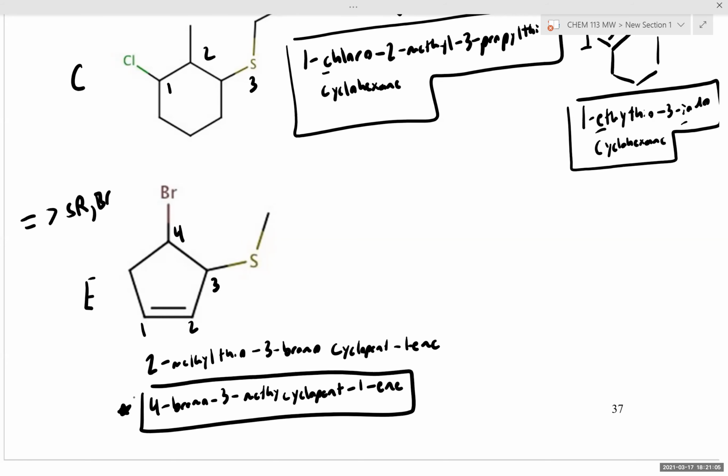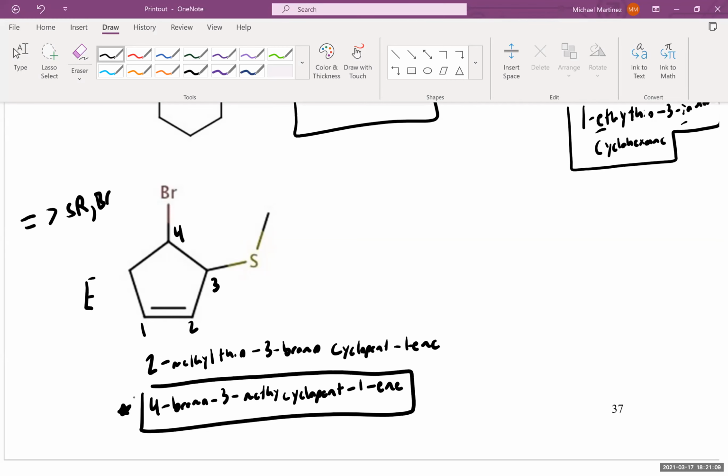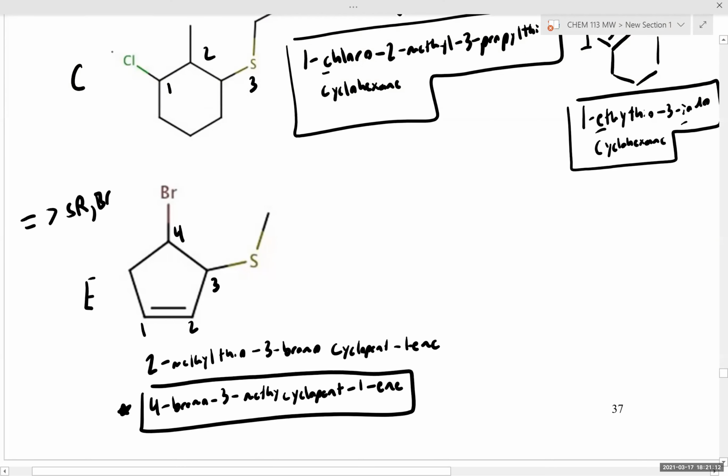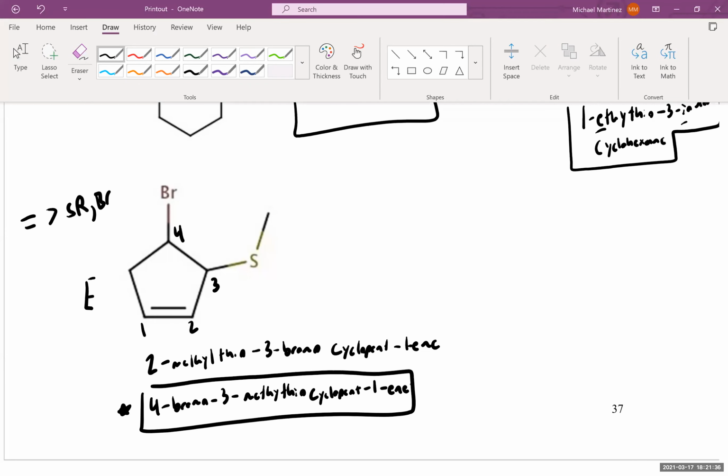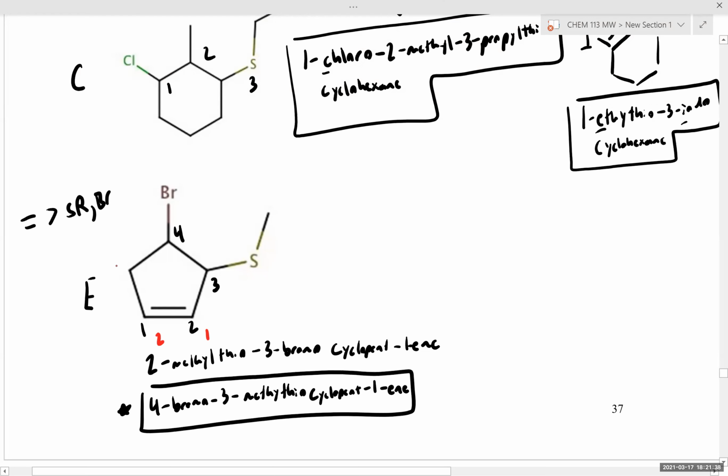Now, just as an odd question, yeah, that needs to be corrected. Rather than methyl, it would be methylthio, cyclopent 1-ene. Perfect. So with class responses, we are finally able to arrive at the fully correct name for this compound.